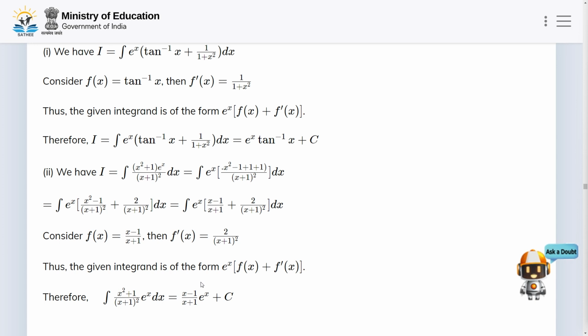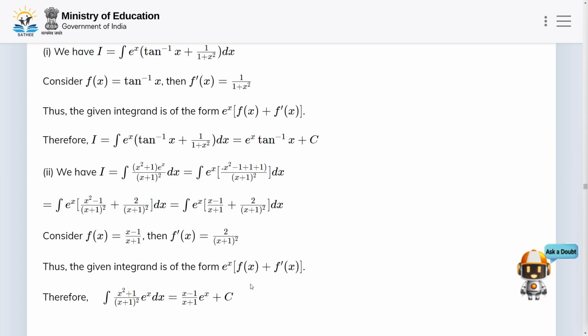Thus, this gives you what? The integrand is of the form e^x multiplied by f(x) plus f'(x). Okay. So your f(x) is what? Your (x minus 1) divided by (x plus 1). So this means the integral of (x square plus 1) divided by (x plus 1) whole square, e^x dx, will be e^x multiplied by f(x), where f(x) is (x minus 1) divided by (x plus 1). So e^x multiplied by (x minus 1) divided by (x plus 1) plus some constant will be your final answer.